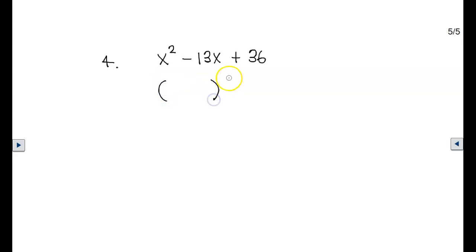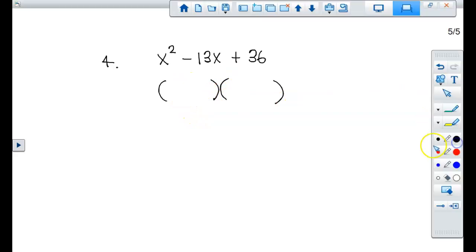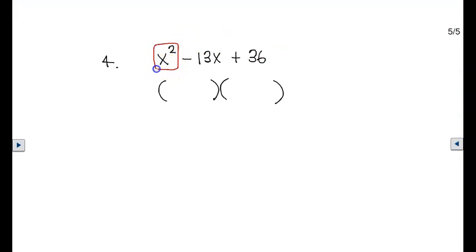Now, here's the deal. When you start to see some negative signs in the problem, what that lets you know is you're going to need some negative numbers down here in your factored problem. So we're going to start out the same way. We're going to come up here to our first term, x squared, and we're going to think about what we can multiply to get that. As in every problem we've done so far, the only way to get that x squared is x times x. So we're going to put an x in each set of parentheses.